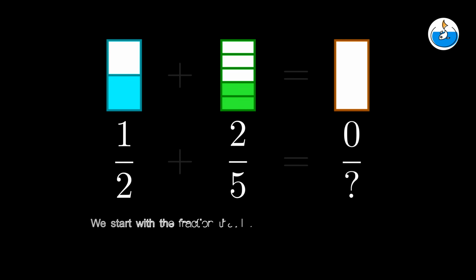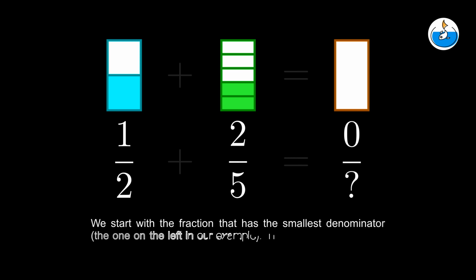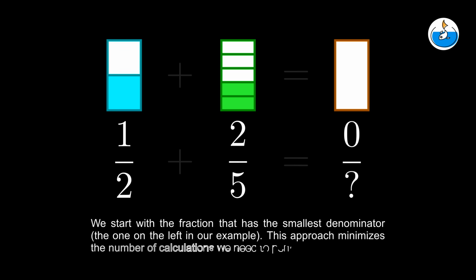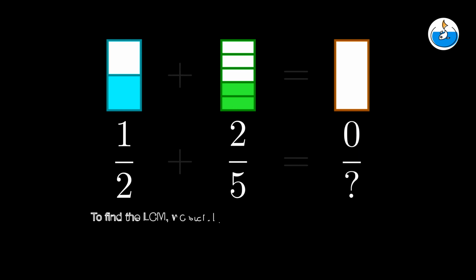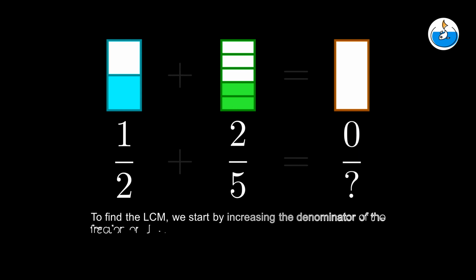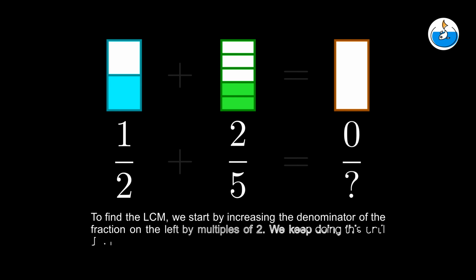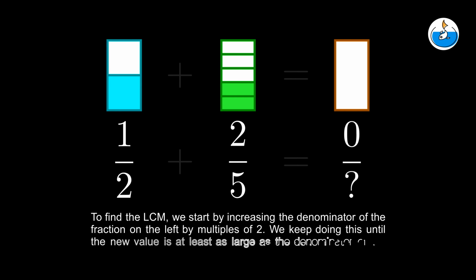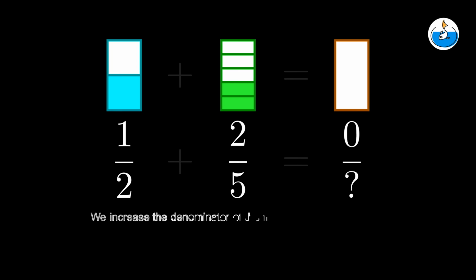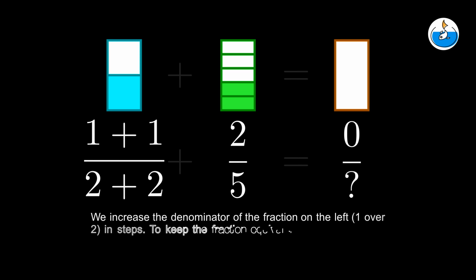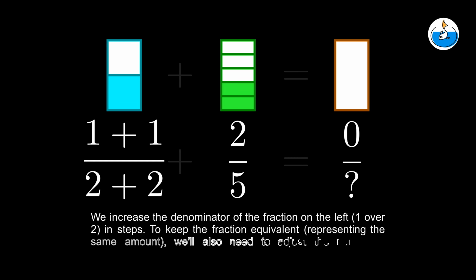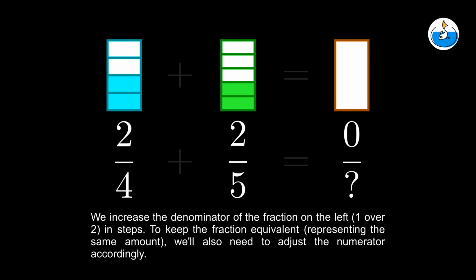We start with the fraction that has the smallest denominator, the one on the left in our example. This approach minimizes the number of calculations we need to perform. To find the LCM, we start by increasing the denominator of the fraction on the left by multiples of 2. We keep doing this until the new value is at least as large as the denominator of the middle fraction, which is 5. We increase the denominator of the fraction on the left, 1 over 2, in steps. To keep the fraction equivalent, representing the same amount, we'll also need to adjust the numerator accordingly.